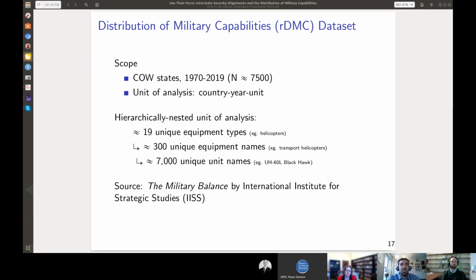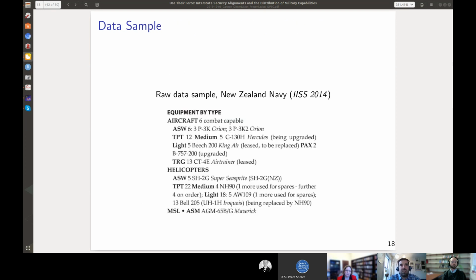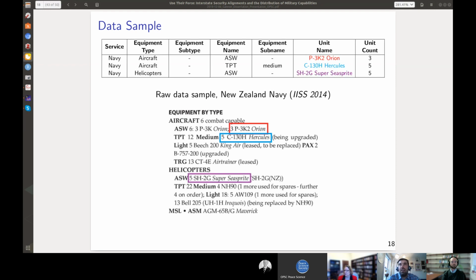So the raw data looks roughly like this, where each of these annual reports is a PDF that lists out, for example, for New Zealand's Navy, here's how much New Zealand's Navy had of each of these different things in a given year. And so what I've been doing for the past couple years is turning this into a spreadsheet data format, where each row is the P3K2 Orion, of which we see here that New Zealand's Navy had 3 of them. So that's an anti-submarine warfare type of aircraft. The C-130H Hercules is a medium transport aircraft, of which New Zealand had 5. The SH-2G Super Sea Sprite is an anti-submarine warfare helicopter, of which New Zealand had 5. So the final data is turning these paragraph-style PDFs into a spreadsheet that has data at these particular levels, and a list of other covariates and descriptive statistics that help us understand that a little bit more.